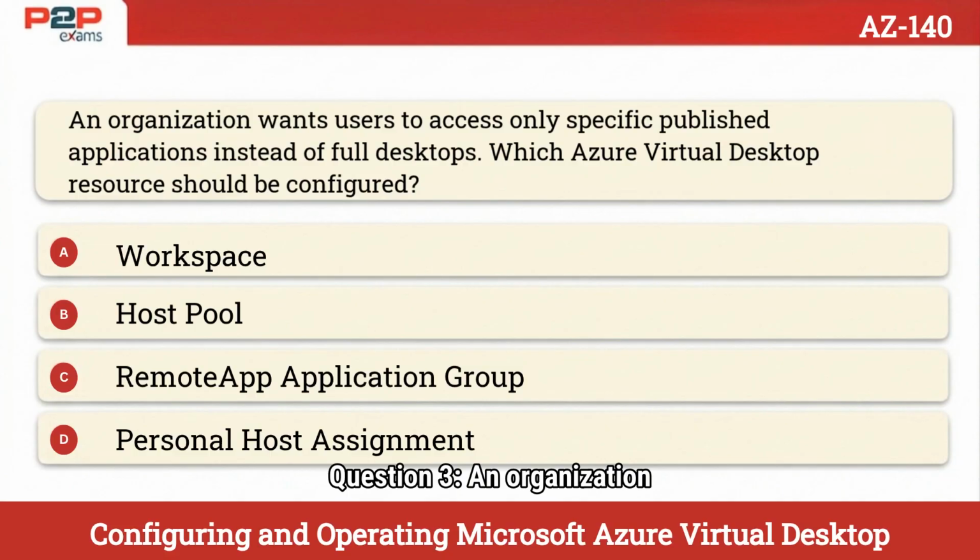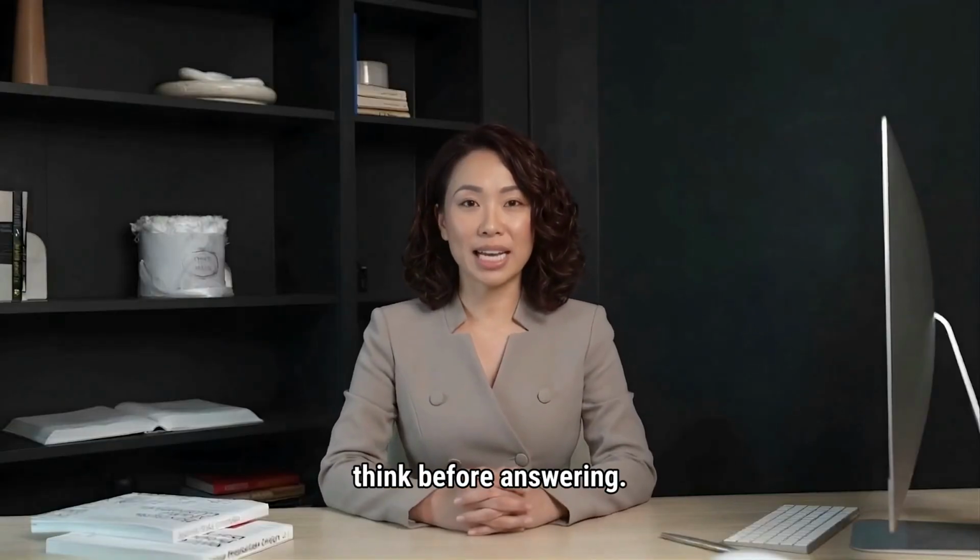Question 3. An organization wants users to access only specific published applications instead of full desktops. Which Azure Virtual Desktop resource should be configured? A. Workspace. B. Host pool. C. RemoteApp application group. D. Personal host assignment. Take 5 seconds to think before answering.